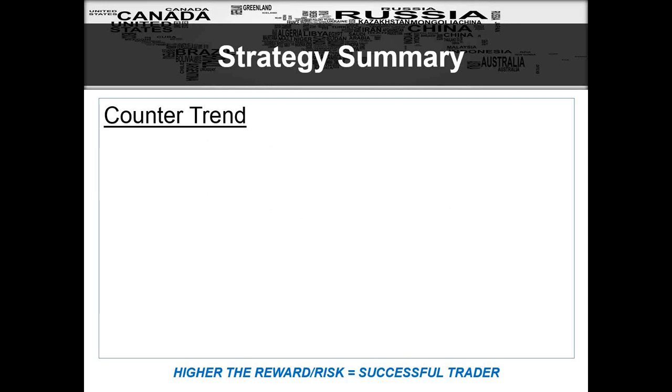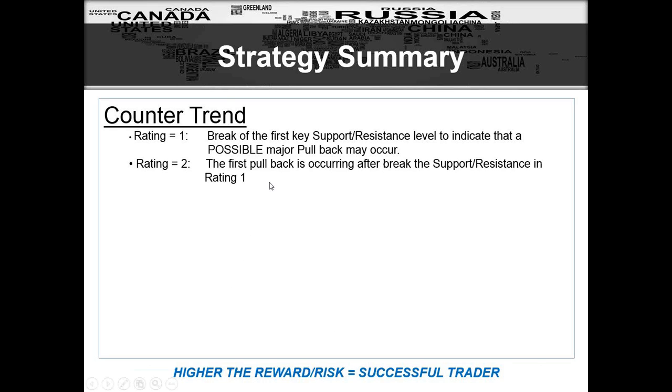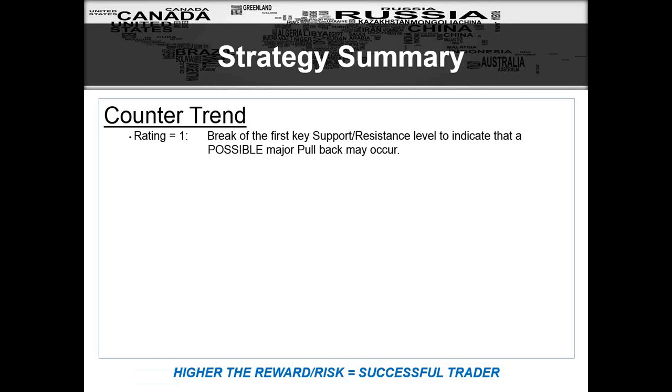Remember, for people that don't know, counter trend is where you have price going in one continuous direction, whether up or down, and instead of trading that direction, you're trying to predict where price is going to stop and reverse. So you're trading against the trend. When you're trading against the trend, we basically have two rating numbers, 1 and 2, which are counter trend type of trades.